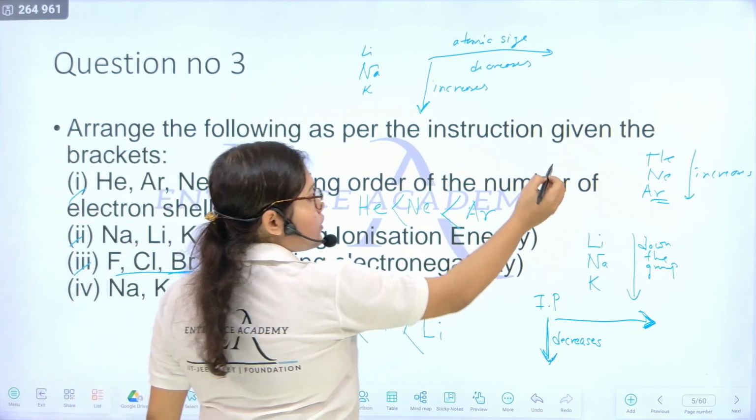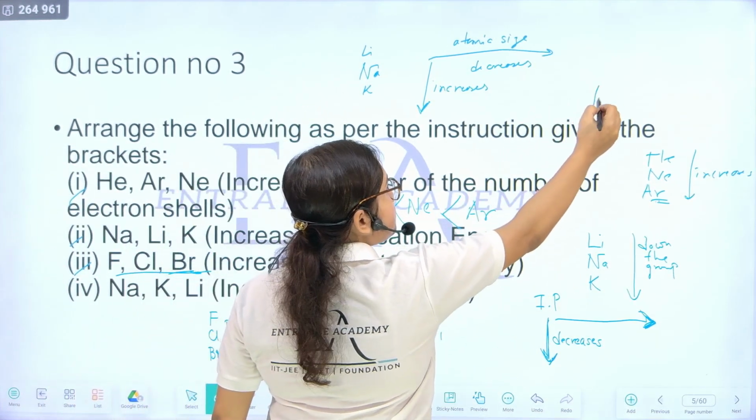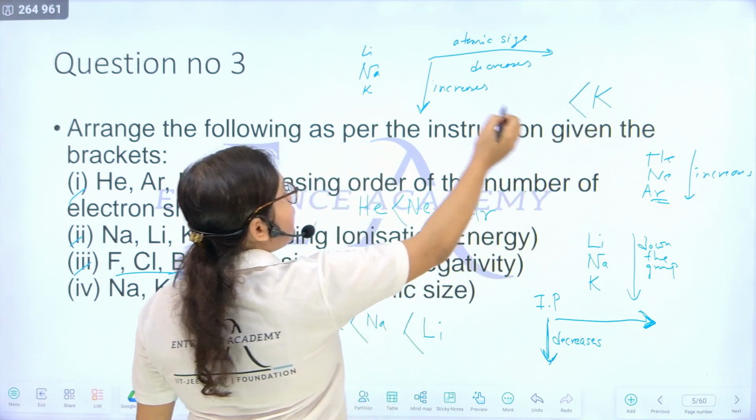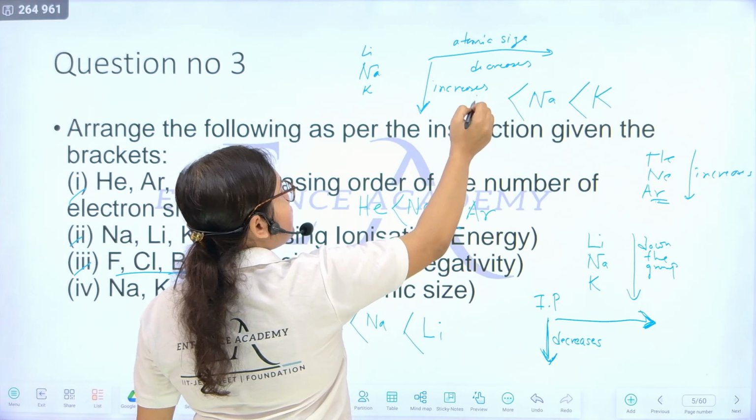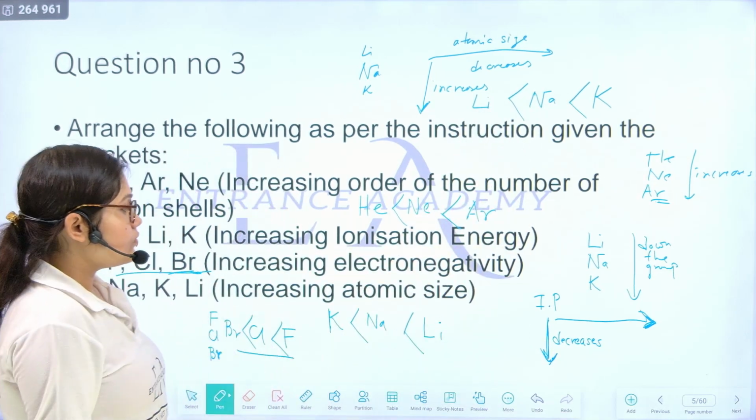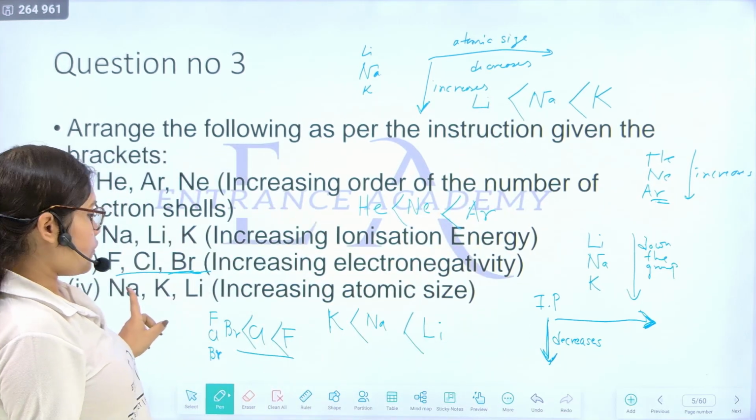So the answer is first potassium, then sodium, and lastly lithium. So this is the answer for the last question, the fourth question.